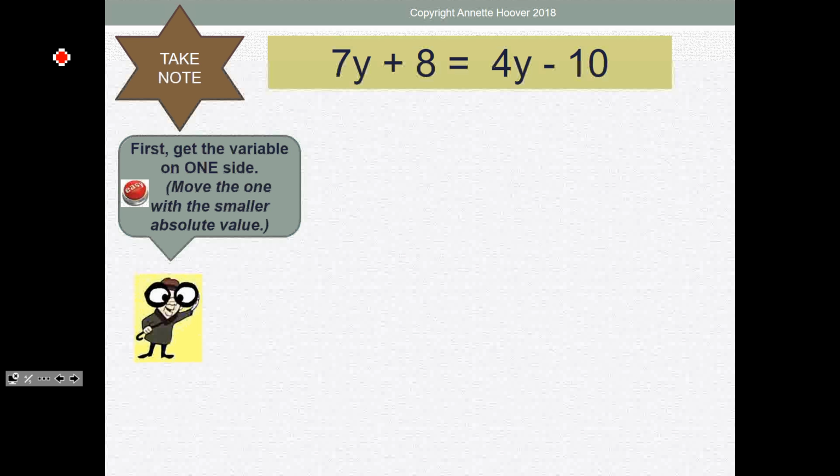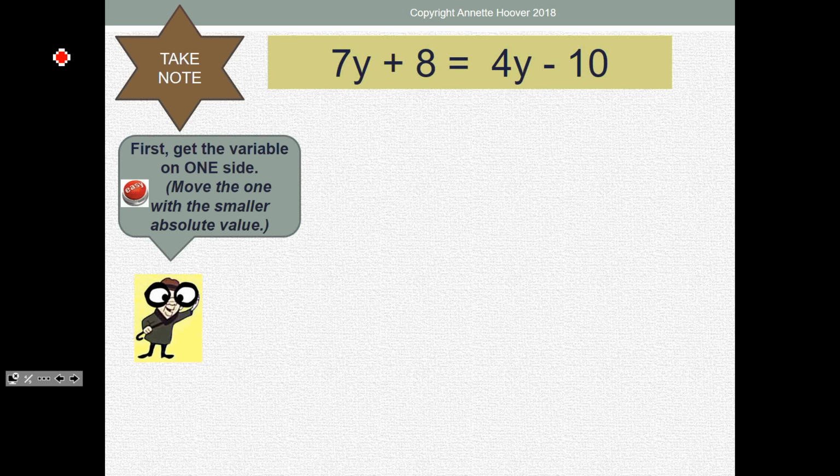7y plus 8 equals 4y minus 10. Now I'm just going to show you what would happen if you did not move the smaller absolute value. So if I look up here, I want to move the one with the smaller absolute value, but what if you don't? What if you move the other one? Are you going to end up with the wrong answer? So let's just do it the other way just to show you what would happen.